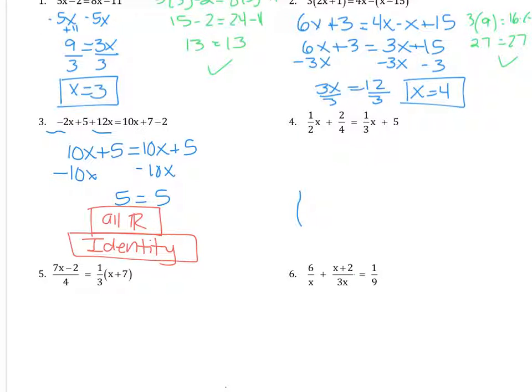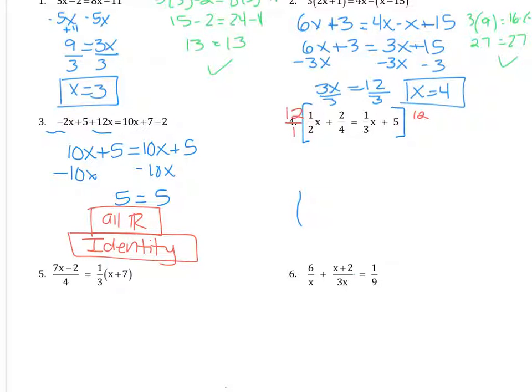Okay, the next one is a little bit trickier because we have fractions. We love fractions. What I'm going to suggest that you try to do, just like I think I did at the beginning of the year, is that you clear out your fractions by multiplying through by a least common denominator. So for this problem, 2, 4, and 3 are the numbers in the denominator, so 12 is going to work as my least common denominator. So I'm going to multiply everything in this problem by 12.